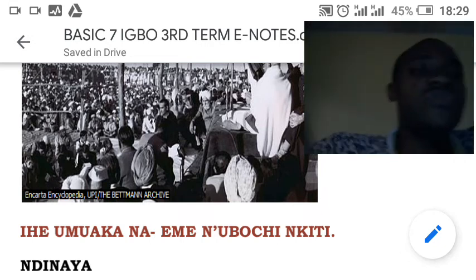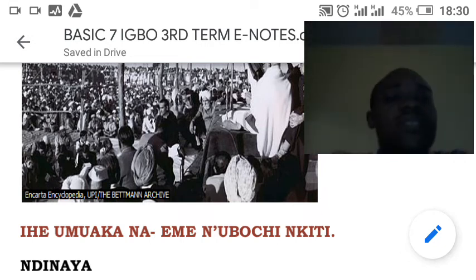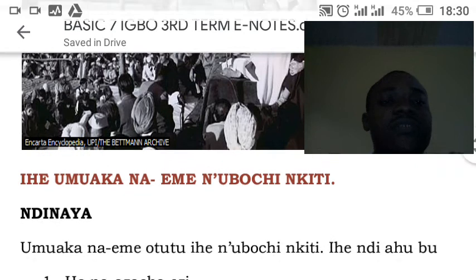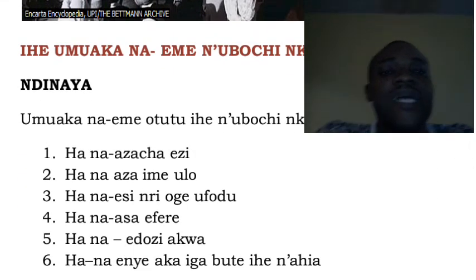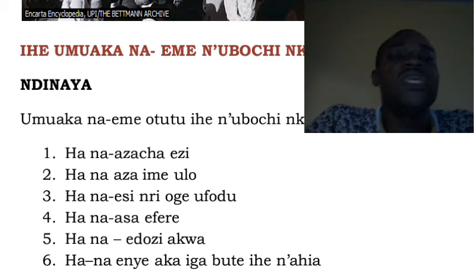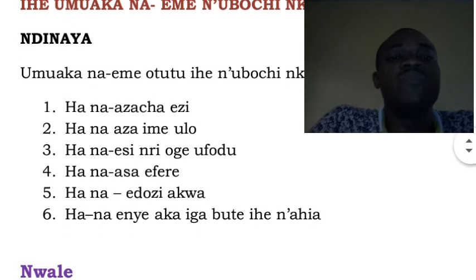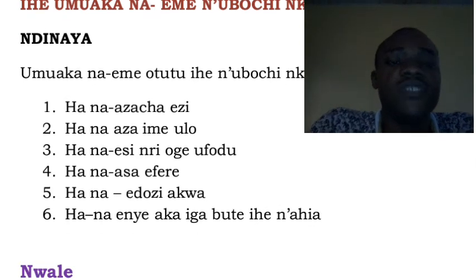The work that they do in ordinary days. All right. Number one is ha na-azacha ezi. They sweep the compound. Number two, ha na-aza ime ụlọ. They sweep the rooms, the sitting rooms and their inner rooms.